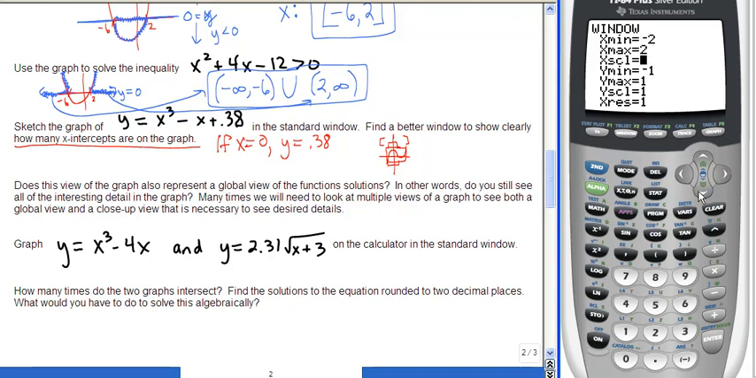I'm going to leave my x's the way they are, and I'm going to change my y-min and y-max to something even smaller. So let's try -0.1. So we're going really small here to 0.1. So I'm going within a tenth above and below 0. So I'm getting really, really tiny. Let's see what this looks like.